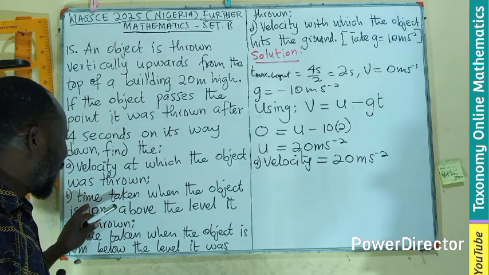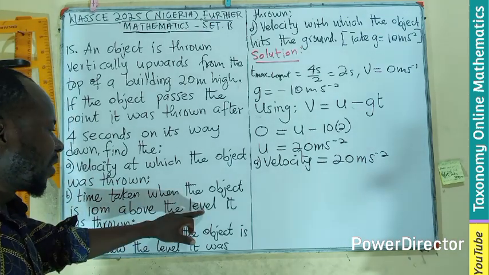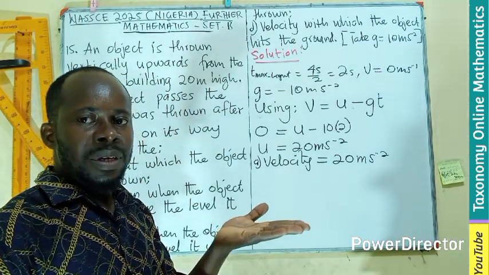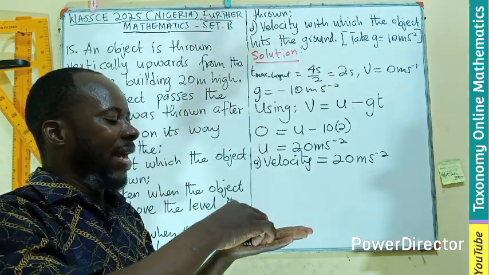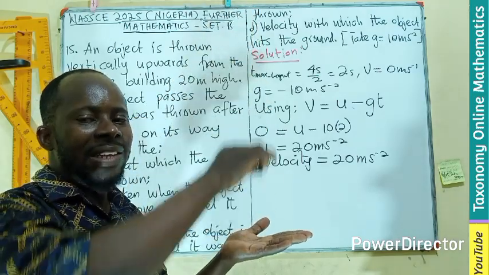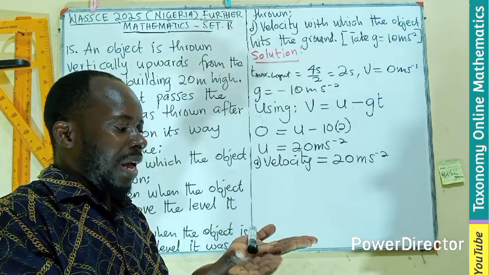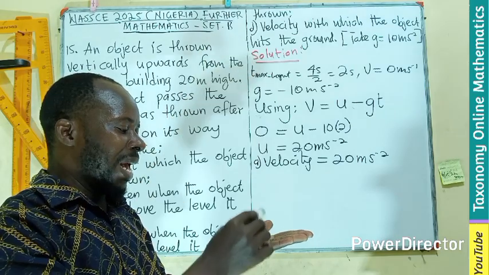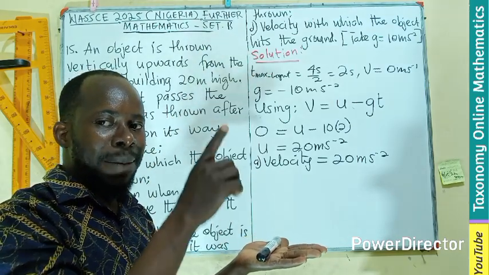So let's go to the time taken when the object is 10 meters above the level it was thrown. So here, when the object is thrown and has reached 10 meters, the height above where it was thrown is 10 meters. That height is talking about the distance traveled, and that distance is above the level it was thrown from, so it is a positive value, a positive distance. Then in the same place, we are looking for the time. The time is what we are looking for.